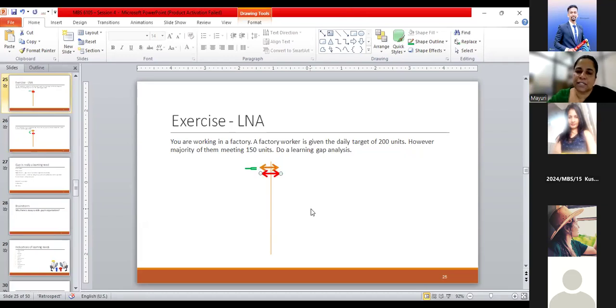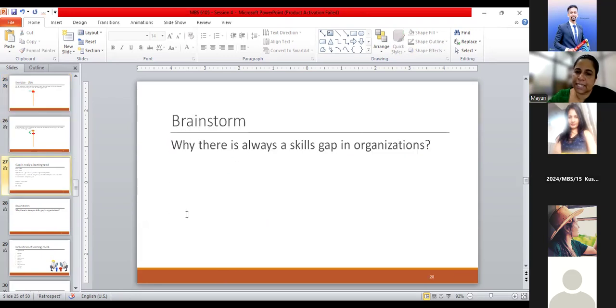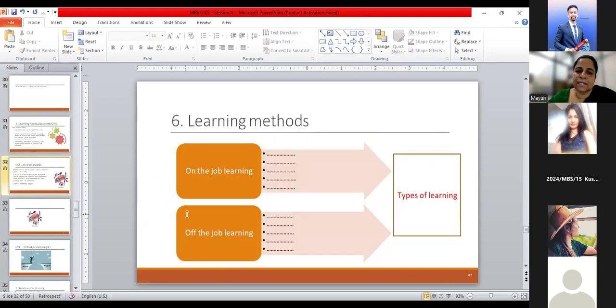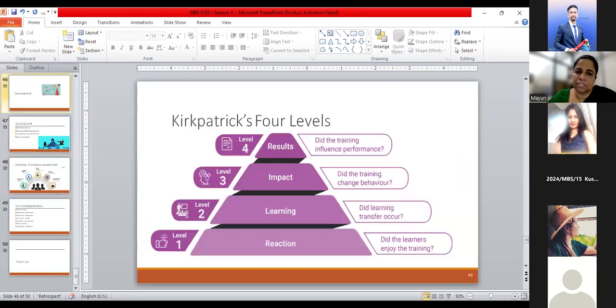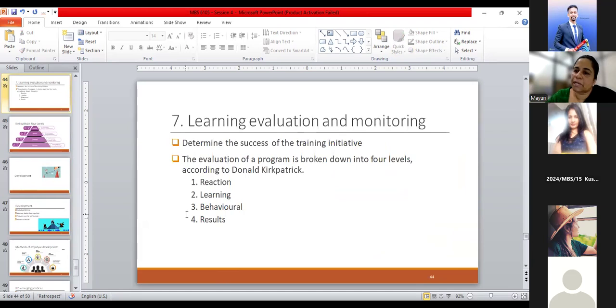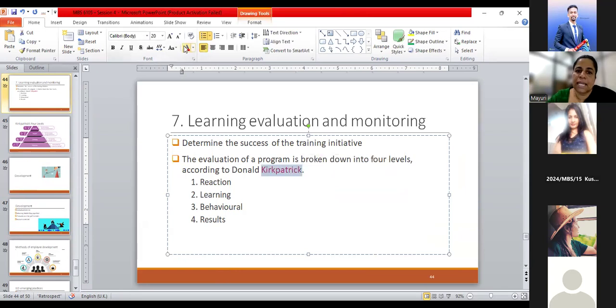Right? To make sure that the gap is being filled, there's a particular evaluation method available which we call the Donald Kirkpatrick model. Right? We have this Kirkpatrick model of learning evaluation. Under this model, the learning evaluation is taking place under 4 categories, right? Donald Kirkpatrick is telling we have to check these 4 levels to make sure the learning gap is being addressed. හරිද?